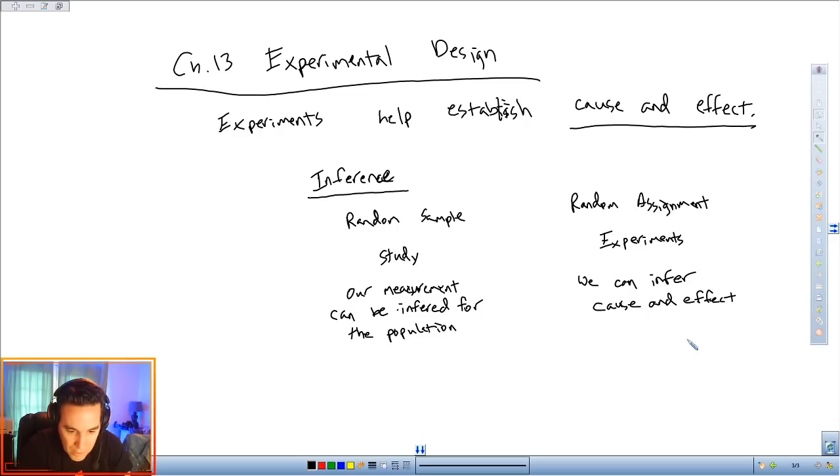So if we were to conduct an observational study, we can establish that there is a relation, but we can't say there is cause and effect. That is right. You are right on. You can say there is a relationship, but you cannot say there's cause and effect, right? Just like when we did linear regression. Right on.